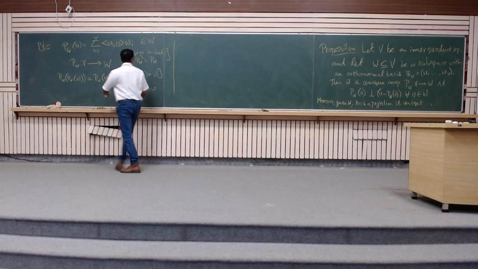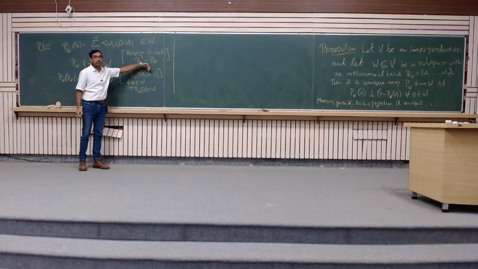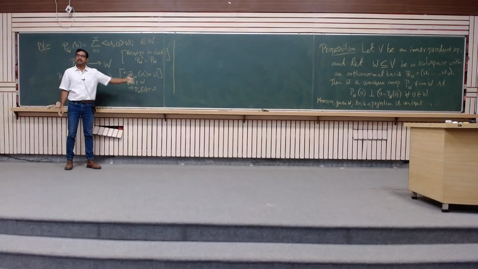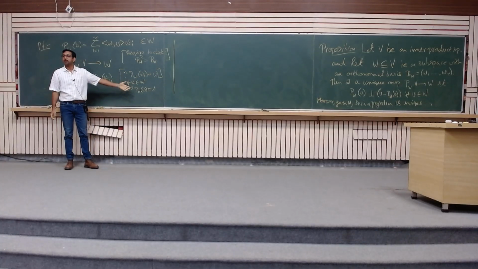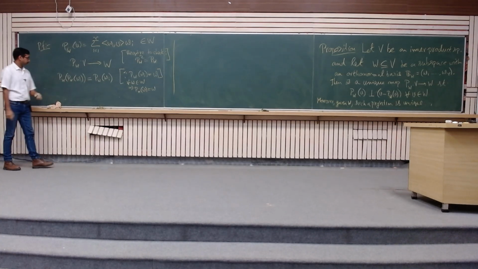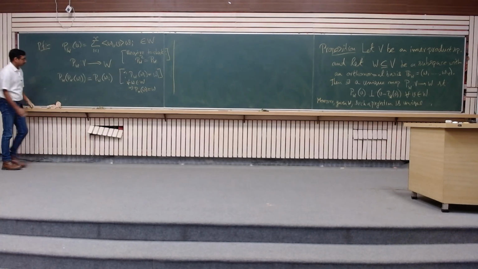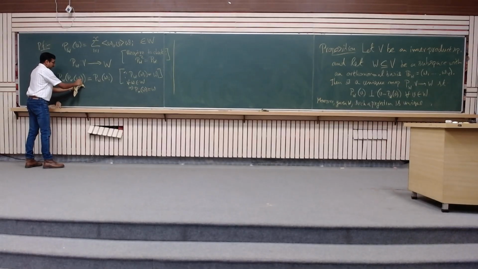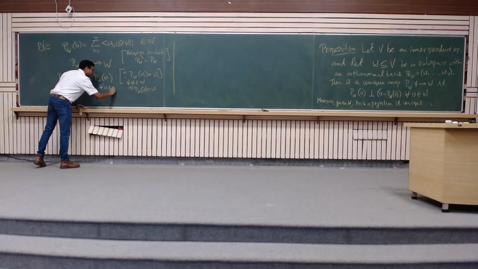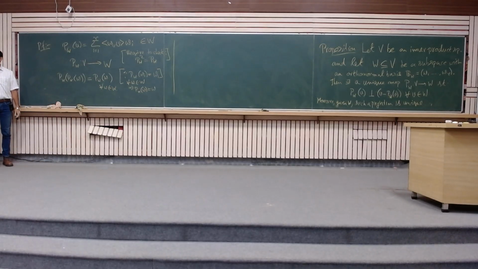So in particular, since you have P_W(w_i) equal to w_i, that would mean for all w in W, you will get that P_W(w) is equal to w, because if w_i is being mapped to w_i, any linear combination of w_i's will map to itself, right? So this happens for all w in W.